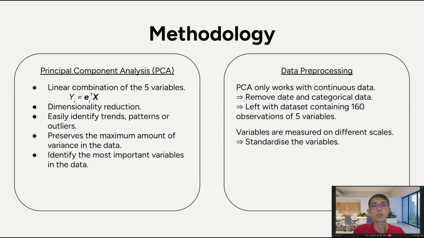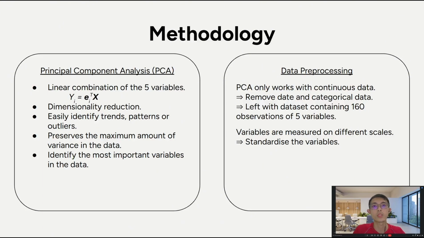Hi, I'm Theo, and I'll be talking about the methodology of our assignment. For this assignment, we have decided to use Principal Component Analysis, or PCA. In PCA, each principal component is a linear combination of the eigenvector of the correlation matrix with the variables. We have decided to use PCA because with PCA, we can get dimensionality reduction, and we can easily identify trends, patterns, or outliers in our data. Furthermore, with PCA, we can preserve the maximum amount of variance in the data. With that, we can identify the most important variables for socioeconomic indicators.